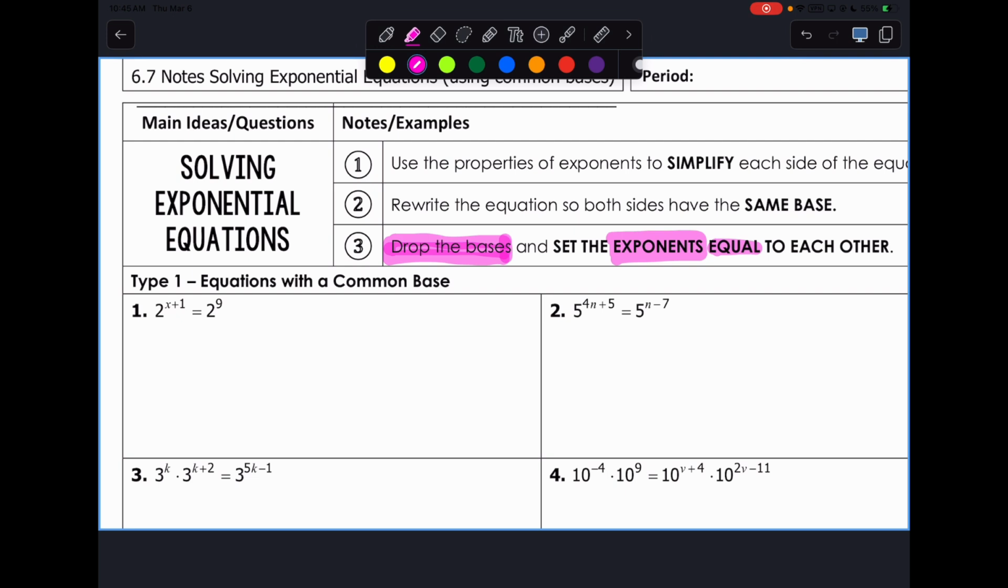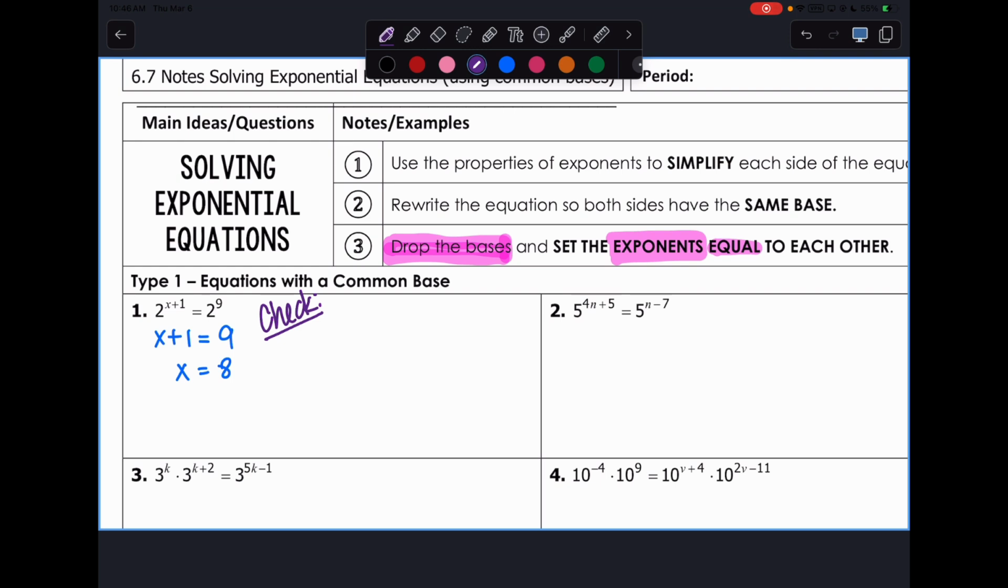Type 1, equations with common base. Do we have the same base? Drop them, just write out the exponents, and we get x plus 1 equals 9. So what's x? 8. Ta-da! And then guess what? I love you guys. You have to check for extraneous solutions.